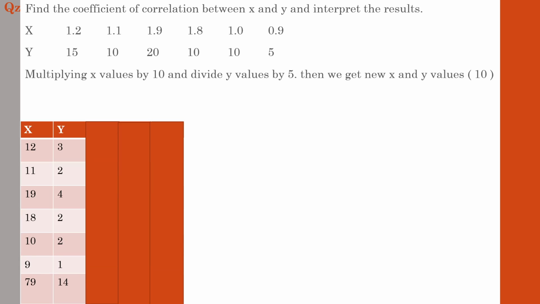See, the values of x become 12, 11, 19, 18, 10 and 9. And finally 79 means the total of x. Similarly in case of y, here it is 15, so 15 has to be divided by 5. Not only 15, all the values in the y have to be divided by 5. So it will be 3, 2, 4, 2, 2 and 1. You need to take the total of y, that is 14.